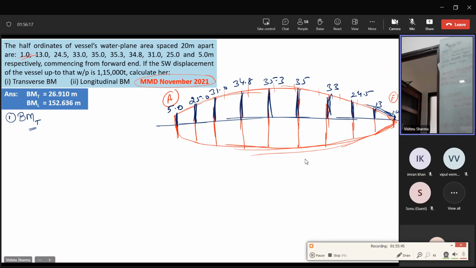Correct? So center line is the axis through center of flotation, yes or no? Yes, sir. So with reference to this diagram, beta, BMT is equal to ICL of the water plane divided by volume of displacement. Have I written the formula correctly with reference to the diagram? So the reference axis in this question is the center line. Half breadths are the ordinates.